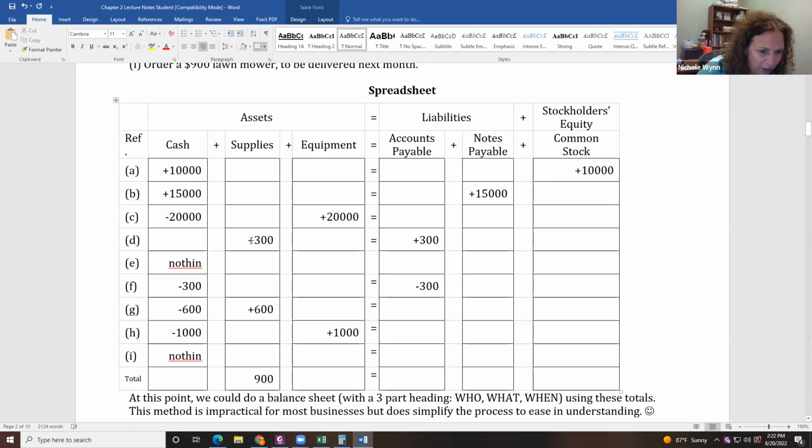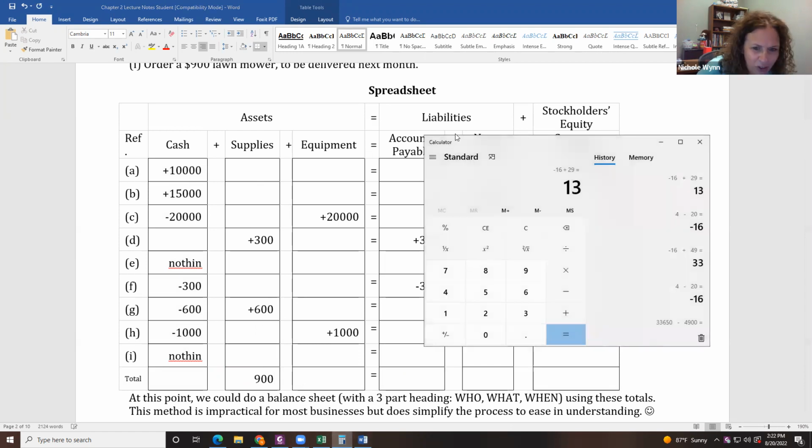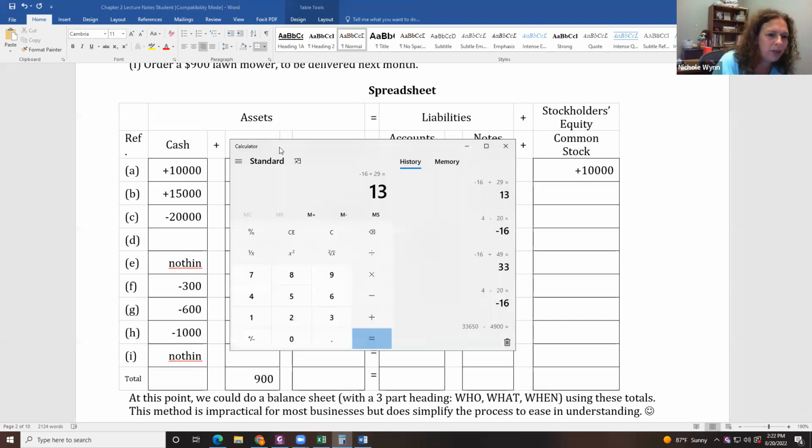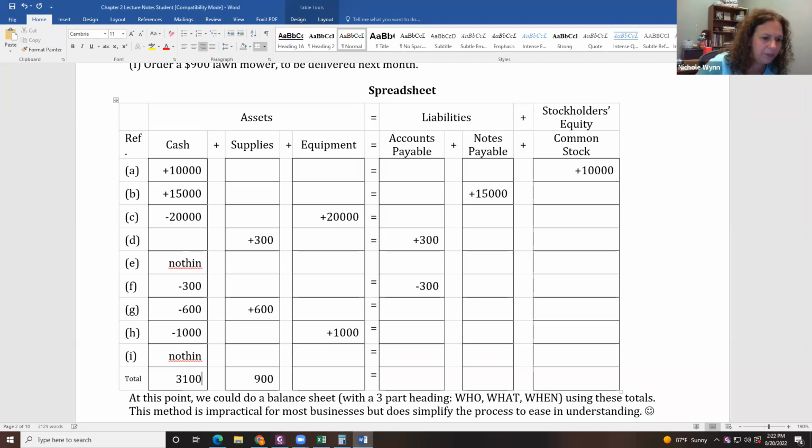Like I don't have to get a calculator out to say 300 and 600, but cash I kind of do. Okay. So I have 10,000 plus 15 minus 20 minus 300 minus 600 minus 1,000. Looks like I've got 3,100. Okay, and then here I have 900. Here I have 20 and 1, so I have 21,000. Here I have plus 300 and minus 300, so this one looks like 0. This one I just have 15,000, and this one I have 10,000.